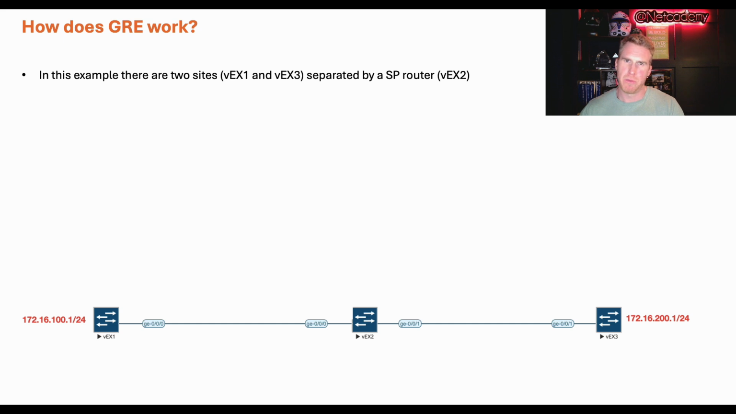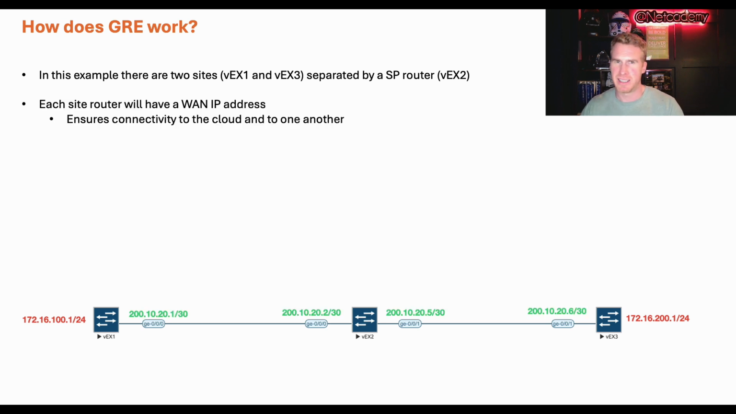Well, down below you will see a diagram of a very simple network, and this is what we're going to be using in the lab in a few minutes' time. On the left-hand side you've got VEX1, or virtual EX1. In the middle you've got VEX2, which is simulating the internet, a service provider network, and right at the end you've got VEX3. So really for this lab it's VEX1 and VEX3 that we're concerned with, that we're going to be doing the configuration on. But to allow the GRE tunnels to build and actually work, of course, they need some kind of IP addressing on that WAN interface.